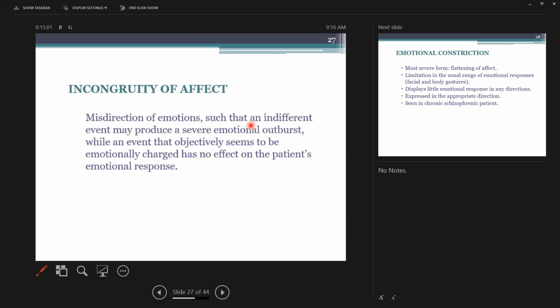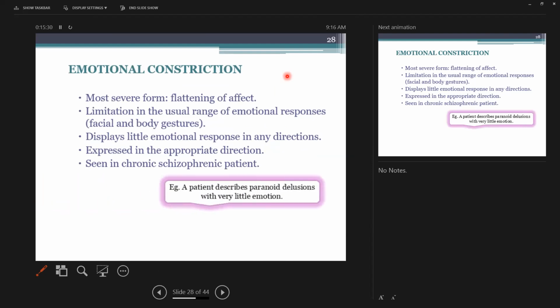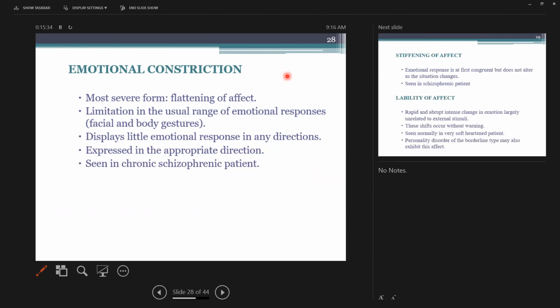Now, incongruity of affect. That is the misdirection of emotions, such that an indifferent event may produce a severe emotional outburst, whereas an event that seems to be emotionally charged has no effect on the patient's emotional response. Emotional constriction, in its more severe form, is known as flattening of affect. That is, the patient displays very little emotional response, but the emotional response which is displayed is in the appropriate direction. It is seen in patients of chronic schizophrenia. For example, a patient describes paranoid delusions with very little emotion.